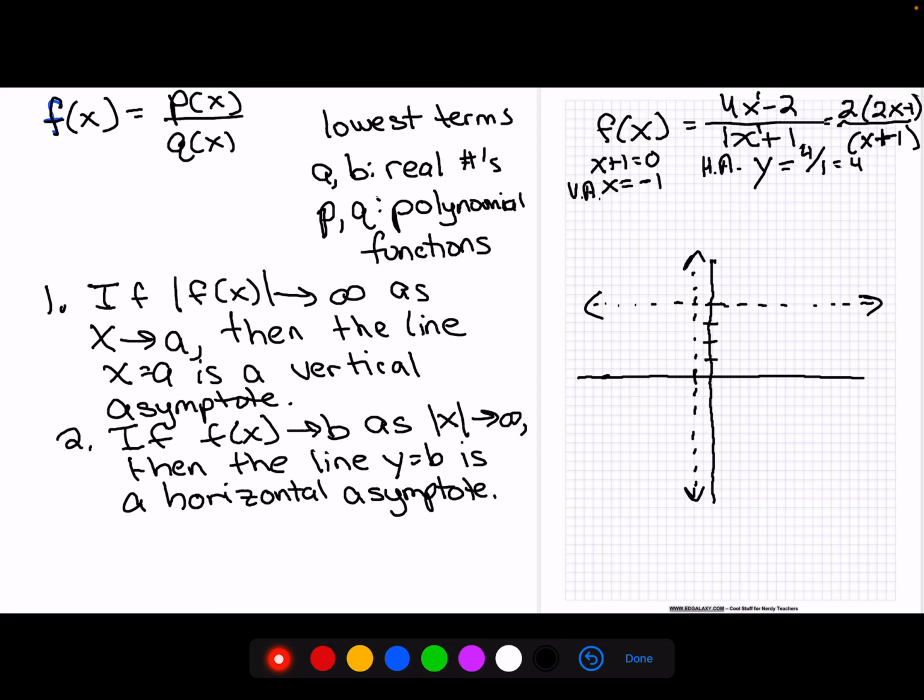So let's see here. How's this graph supposed to look? You could go ahead and try to look for the places where it crosses the intercepts, the x and y intercepts. The top would be 0 at x equals 1/2.